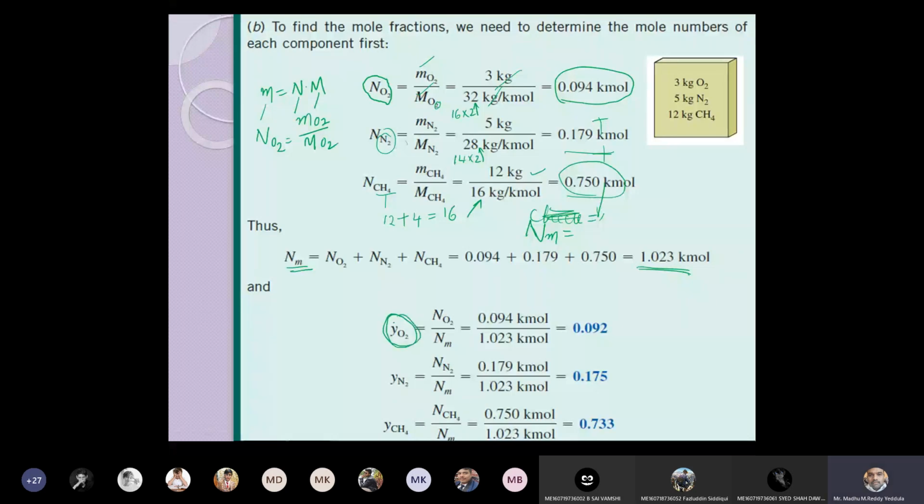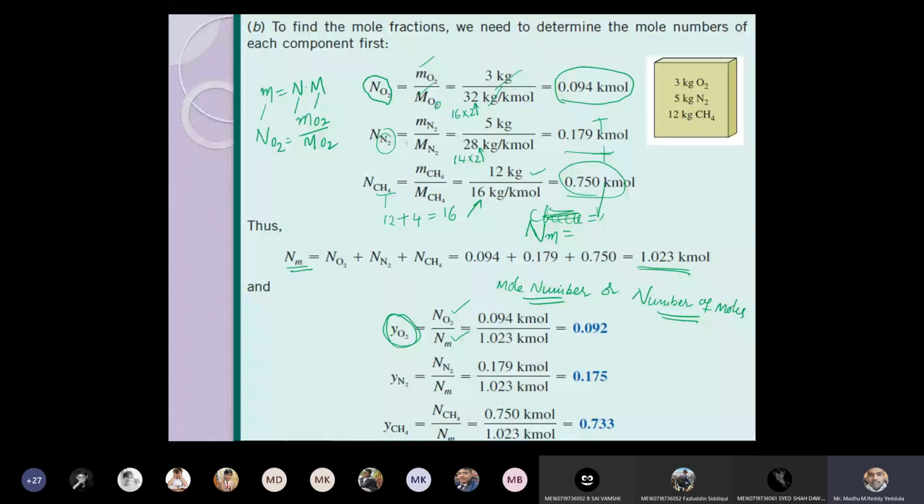Mole fraction of oxygen is equal to the number of moles of oxygen by the number of moles of the mixture, right? Mole number or number of moles, one and the same, don't get confused. Sometimes I am saying mole number, sometimes I am calling it number of moles. Both are the same.